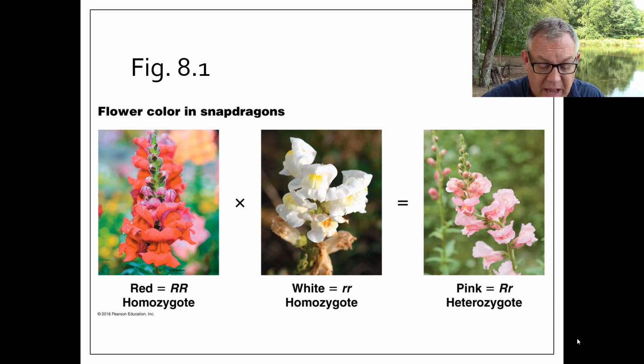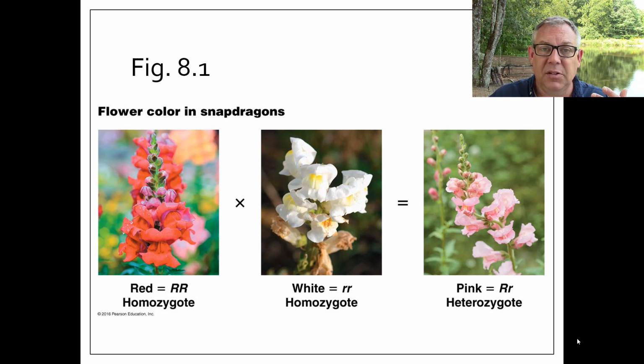Figure from your book at snapdragons, a type of flower. And this is something called incomplete dominance, which is kind of a Mendelian genetic heredity property. If you've got a plant that has red flowers and you cross it with a plant that has white flowers, you're going to end up with pink flowers. And you can see that they're giving you the specific genotypes of all these plants, right?